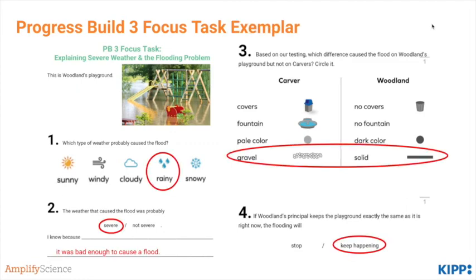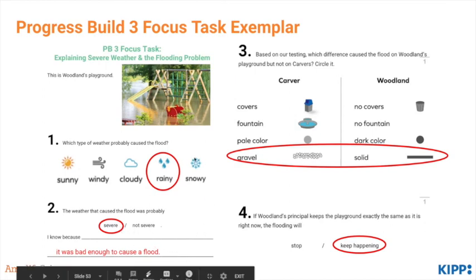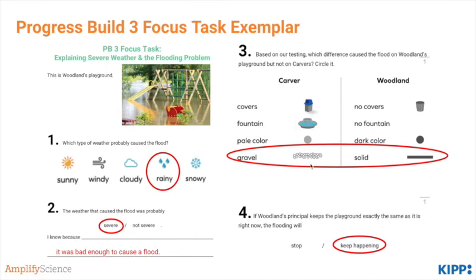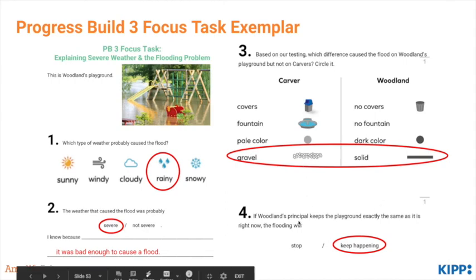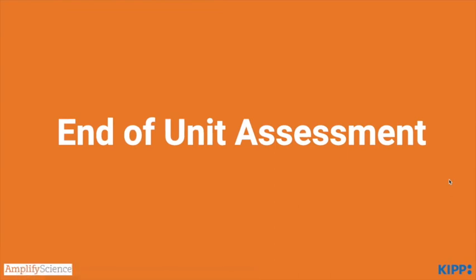Alright, this is what you should have gotten. Rainy weather causes flooding. That was probably severe because it did cause a flood. That the gravel versus solid was the difference in the playgrounds. And then unless the principal changes anything, this will keep happening. All right, on to the end of the unit assessment.